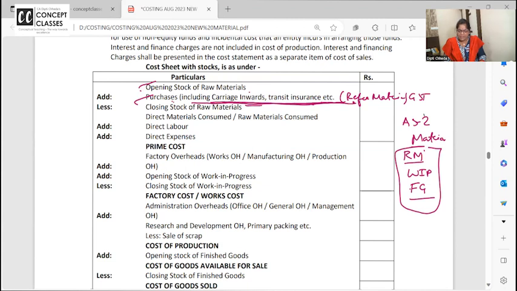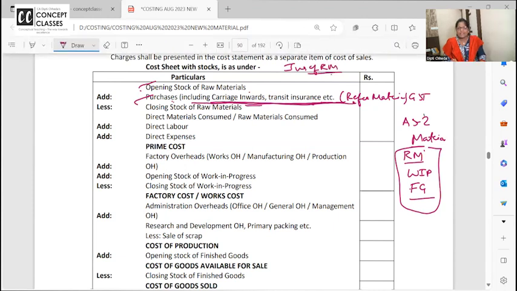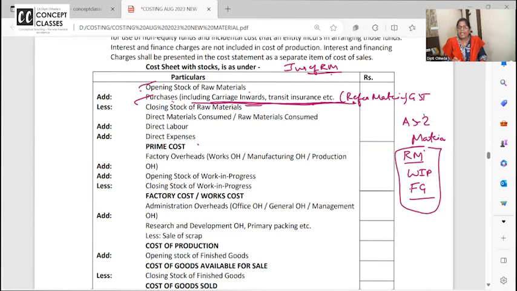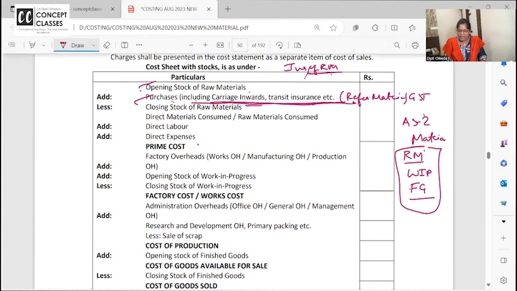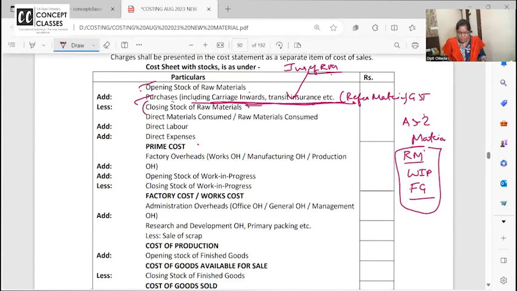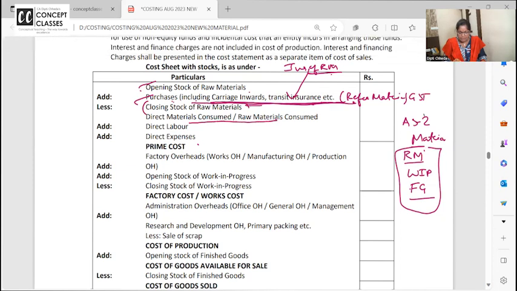And sometimes they give you insurance of raw material. That insurance of the raw material will come in your expenses here. Stock of the raw material, here also you can add insurance related to the raw material. So opening stock of material plus purchase minus the closing will give you raw material consumed.